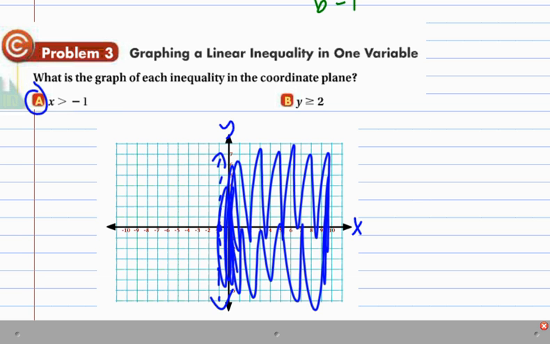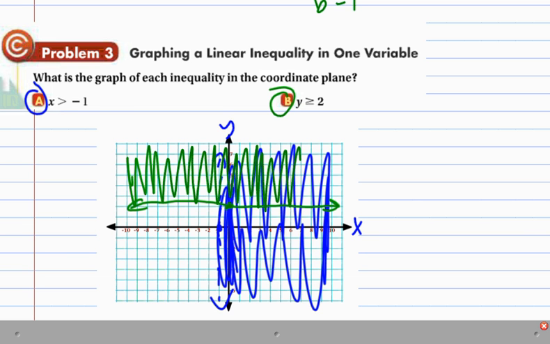Now, I'm going to do this one in green. Y is greater than or equal to negative 2, or positive 2. So I'm going to go up positive 2 here. It might be hard to see. And it is or equal to, so it's going to be a solid line. Hopefully you can make a straighter line than me. And it says greater than or equal to, so it needs to be greater than or equal to.